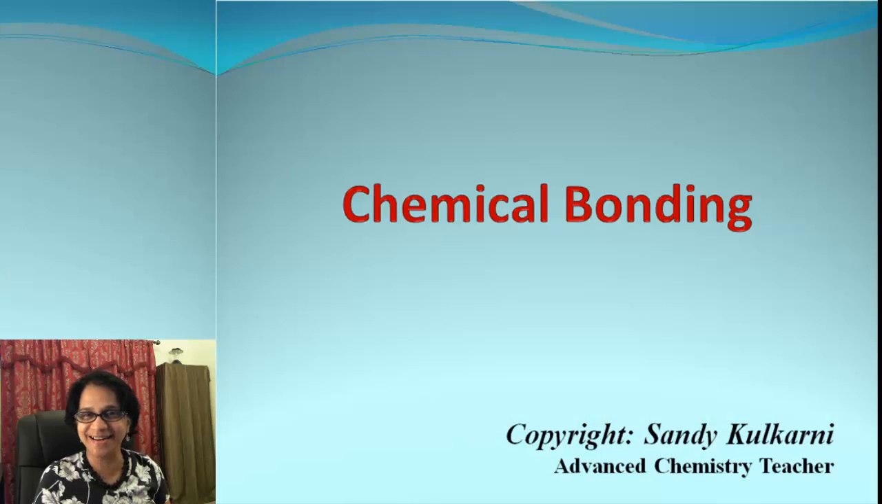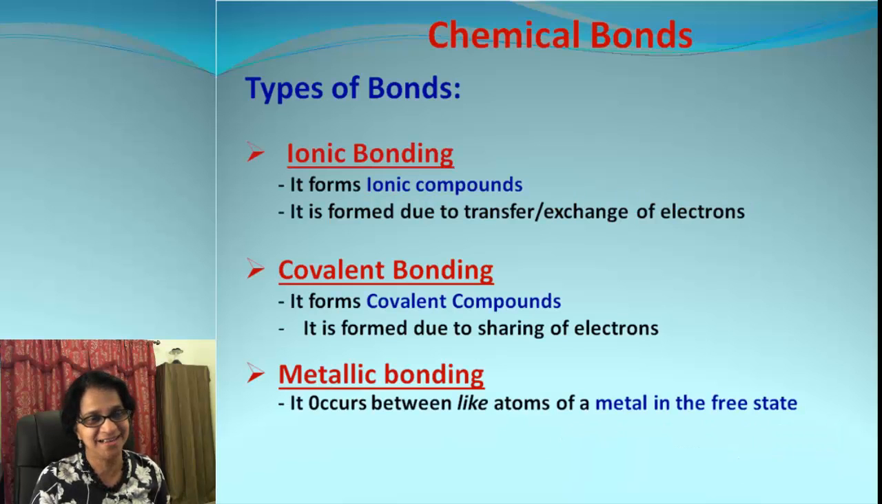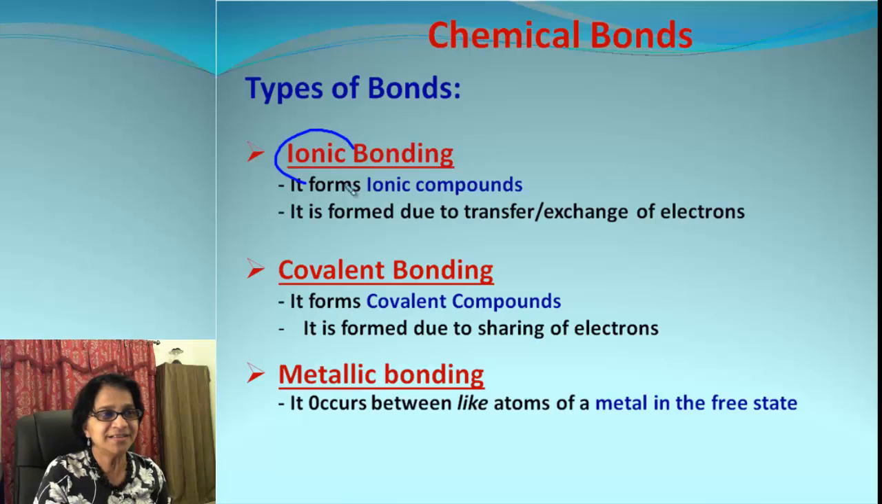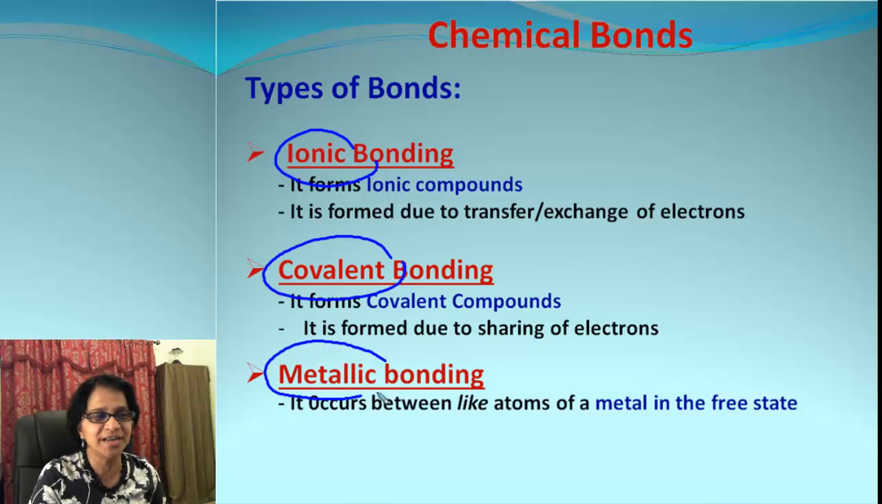Kids, Miss Kulkarni here. As you all know, in chemistry, bonding is extremely important. So in this video, let's find out more information about chemical bonds. These are important chemical bonds. One of them is ionic bonding. Next is covalent, and the third one is metallic.